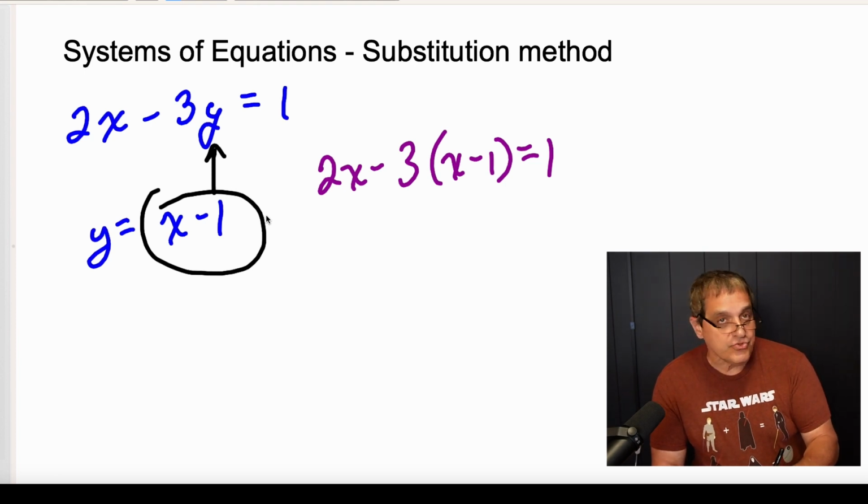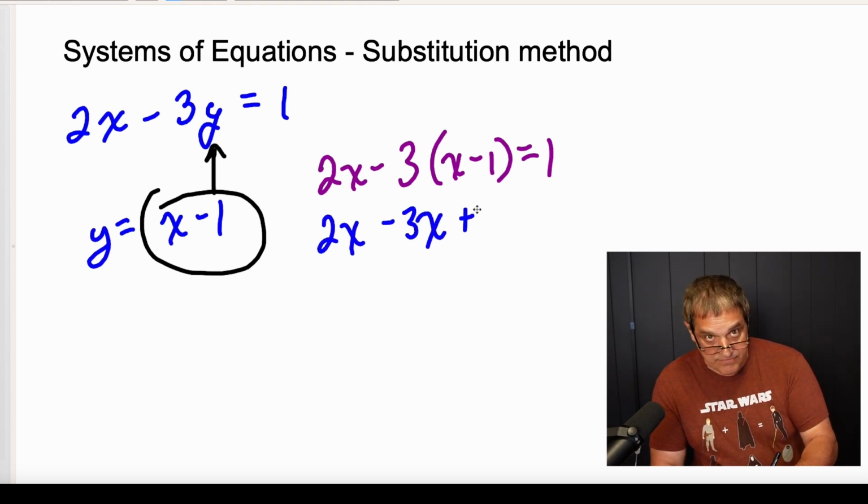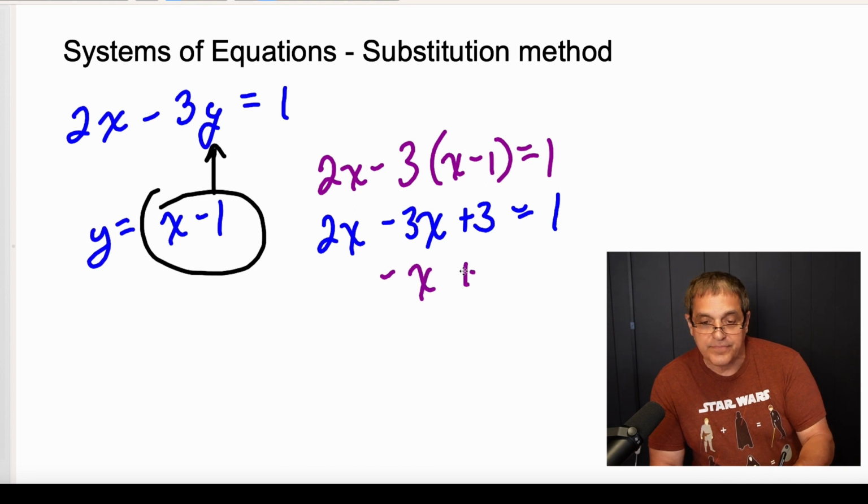So now I'm going to do the distributive property. So I have 2x minus 3x plus 3, because that's a negative 3 times a negative 1, plus 3 is equal to 1. So now my next step is combine like terms. I have a positive 2x, a negative 3x. That is a negative x plus 3 is equal to 1. So to solve this, I'm going to subtract 3 from both sides. I get negative x is equal to negative 2.